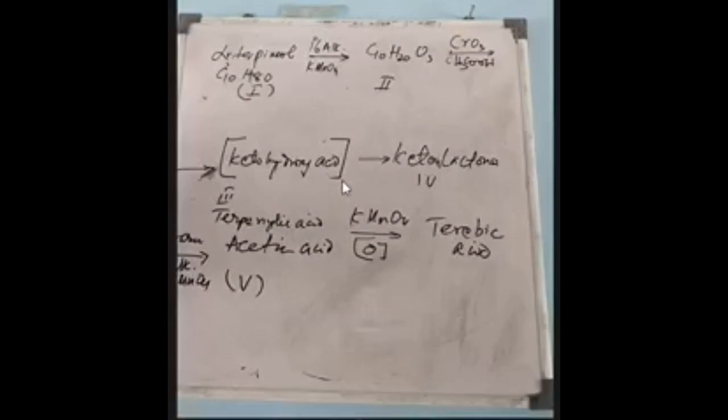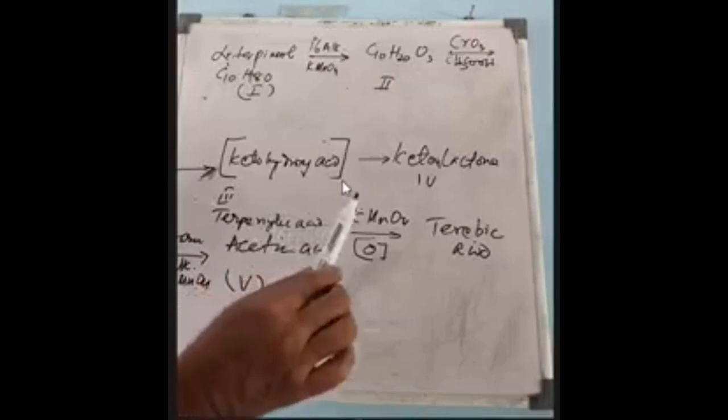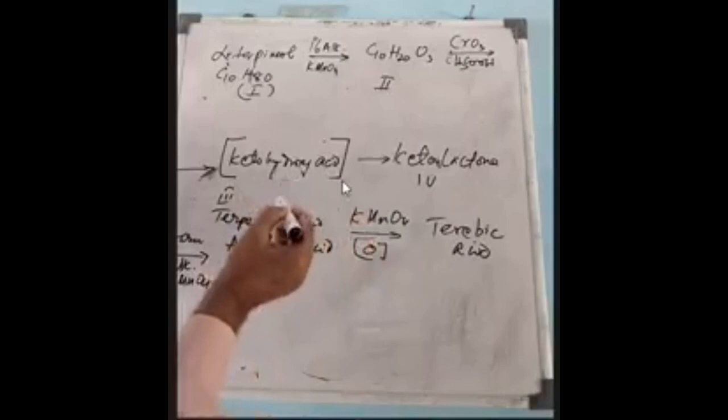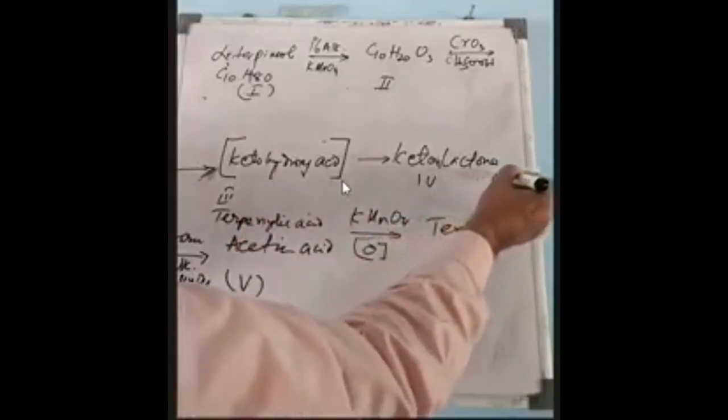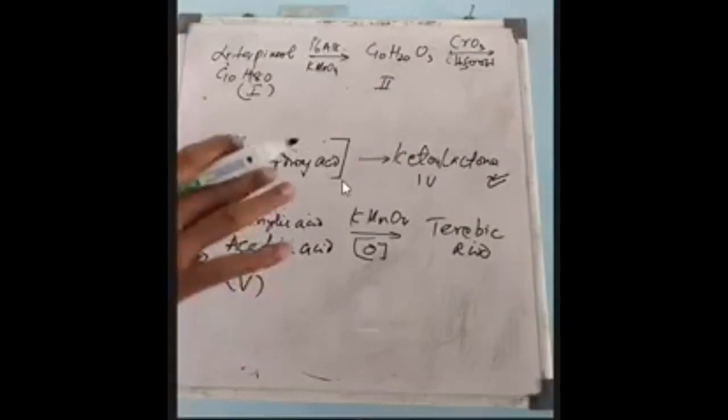Actually, this scheme was suggested by Wallach. His work was published in 1983 and 1995. Now here was the scheme. Yes, a lactone. Since hydroxy acid was isolated here, where is this one? This is the lactone. So now it was found that this lactone was isolated.